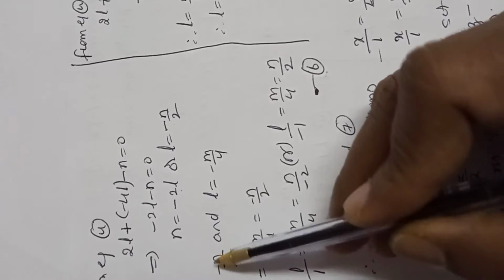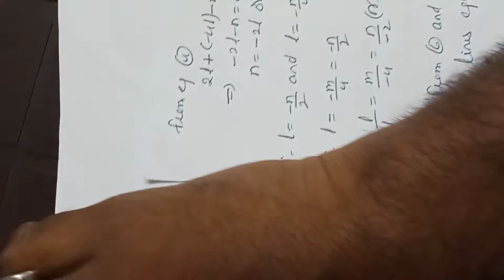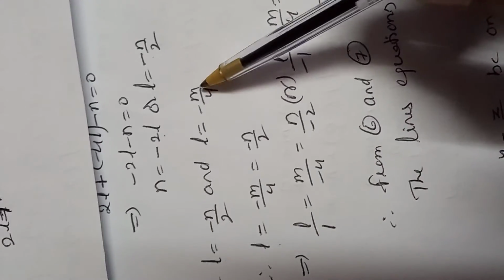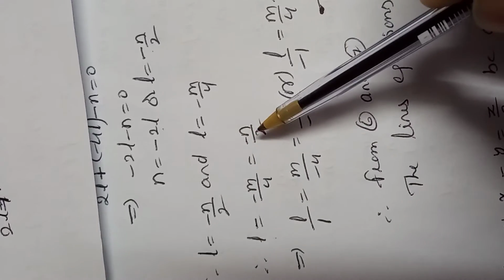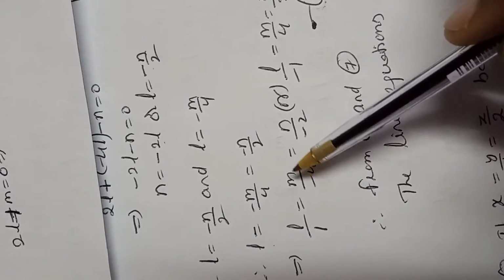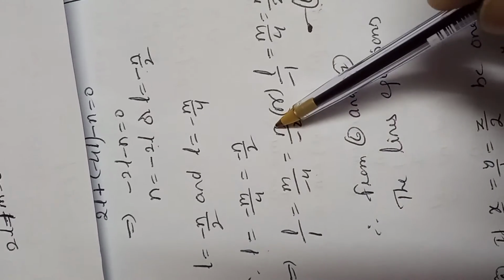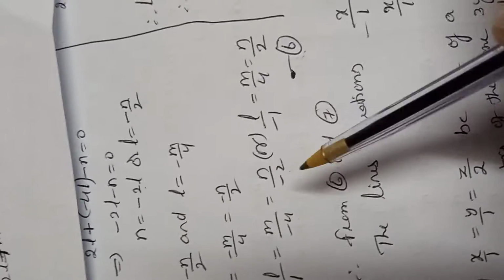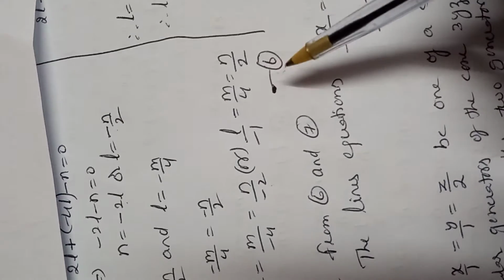Here L is equal to minus N by 2. Here the same L value is equal to minus M by 4. Therefore L is equal to minus M by 4, and the same value is equal to minus N by 2. We are writing in a proper order: L by 1 is equal to M by minus 4 is equal to N by minus 2. Dividing by the minus sign, we got this result. We call that equation number 6.